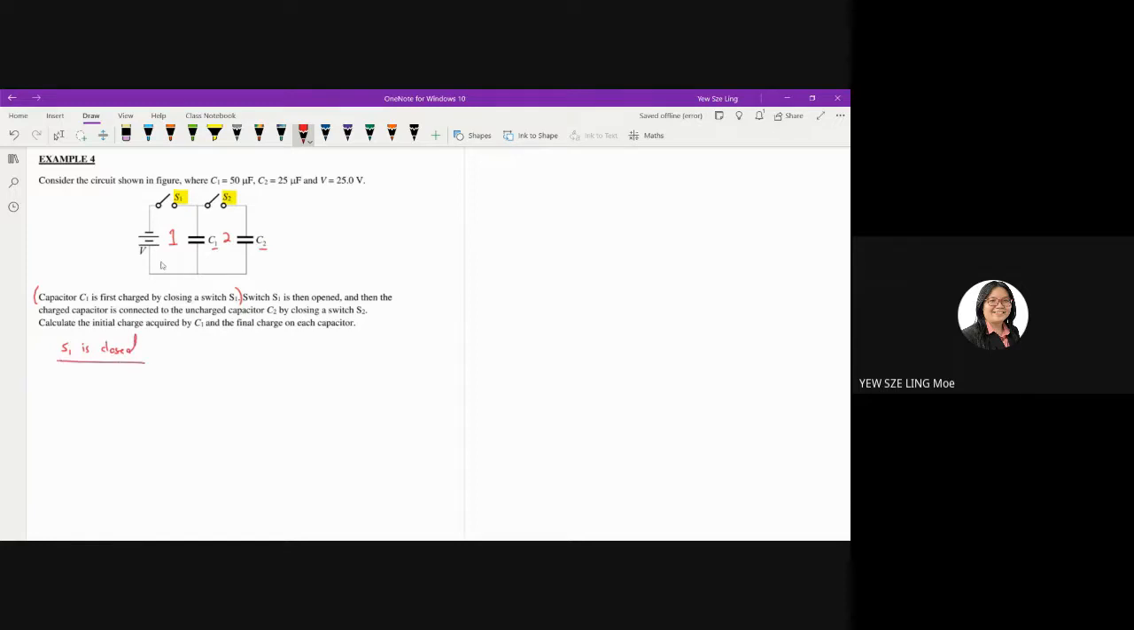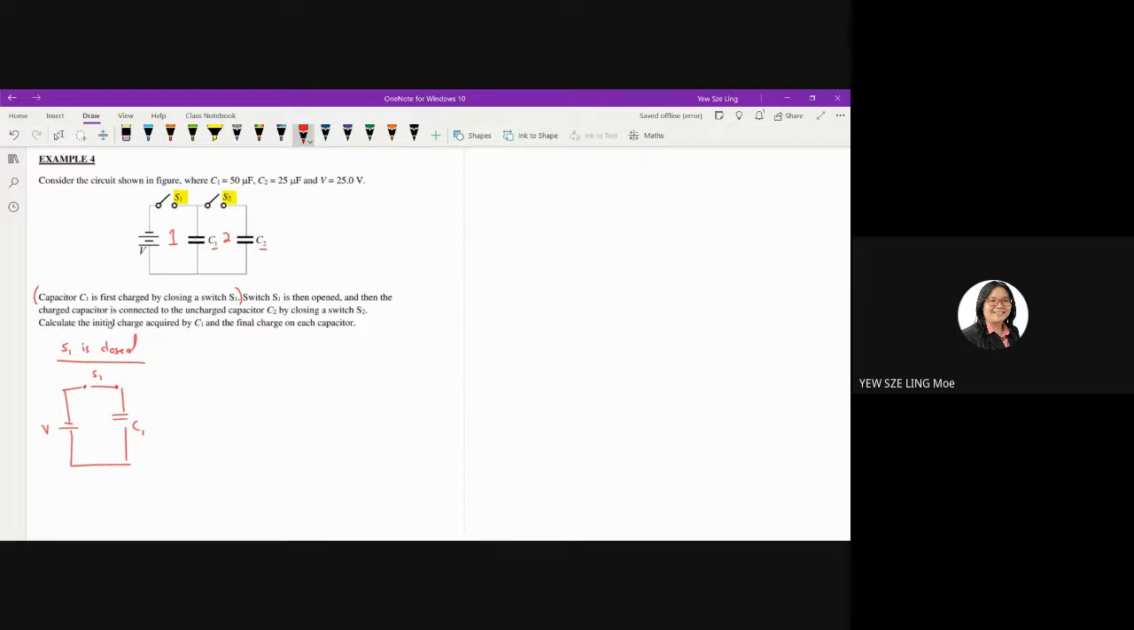So when S1 is closed, this is how our circuit looks. This is your S1, connected to the battery, the power supply, and this is your C1. Done. You don't have to look at S2 or C2. Why? Because if S2 is open, it means you disconnect C2 from the circuit. So what we have here is just S1, V, and C1 in the first part of the question.